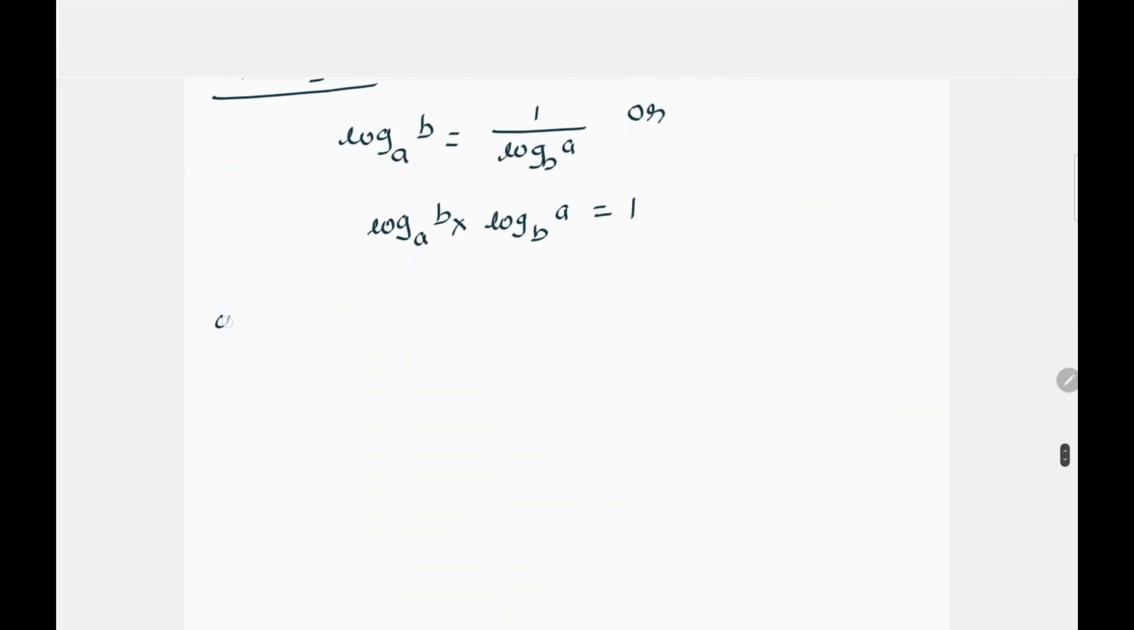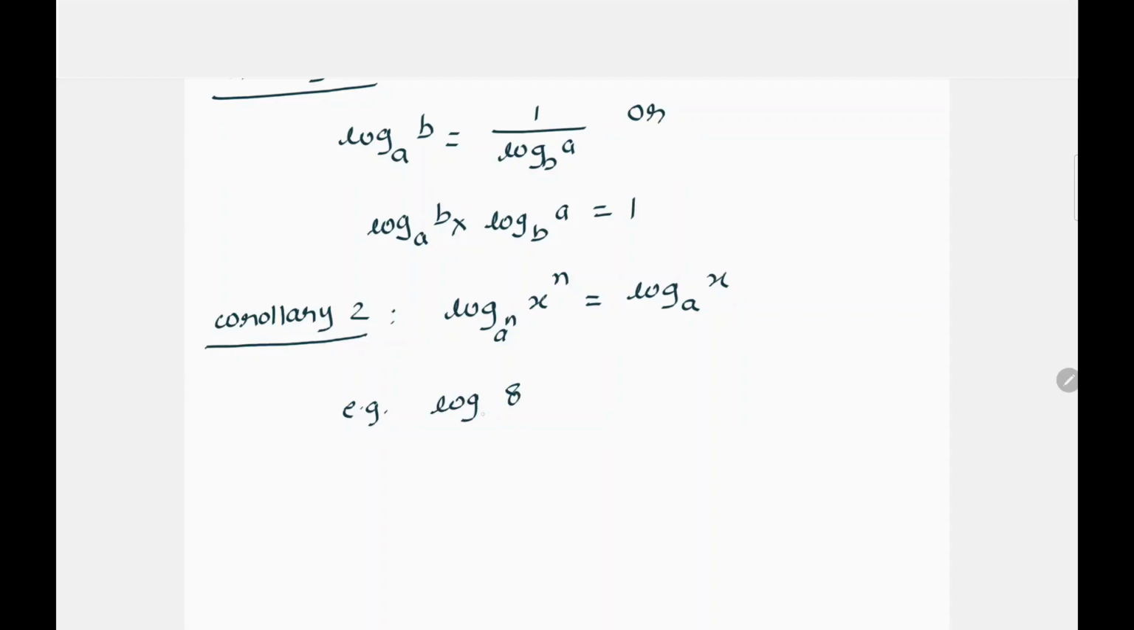And corollary 2 is log x raised to n to the base a raised to n is equal to log x to the base a. Example of that, log 8 to the base 27 is nothing but log 8 means 2 cube and 27 means 3 cube. So the value of this is log 2 to the base 3.